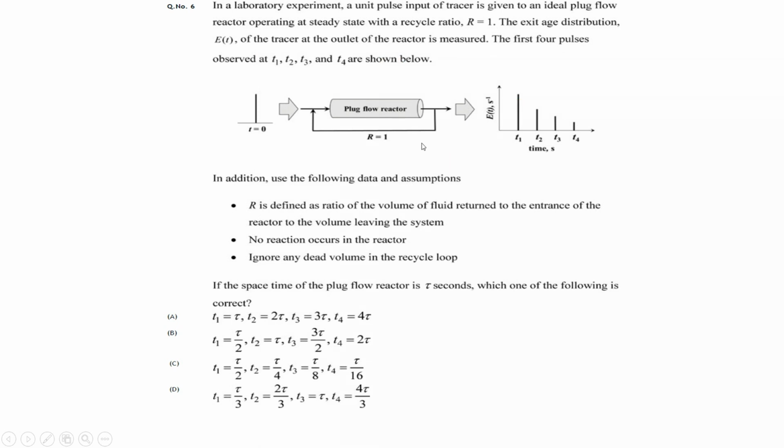You can see here this is a recycle reactor. In addition, use the following data and assumptions. R is defined as the ratio of the volume of fluid returned to the entrance of the reactor to the volume leaving the system. No reaction occurs in the reactor. Ignore any dead volume in the recycle loop. If the space time of the plug flow reactor is tau seconds, which one of the following is correct? So let's start with the solution.